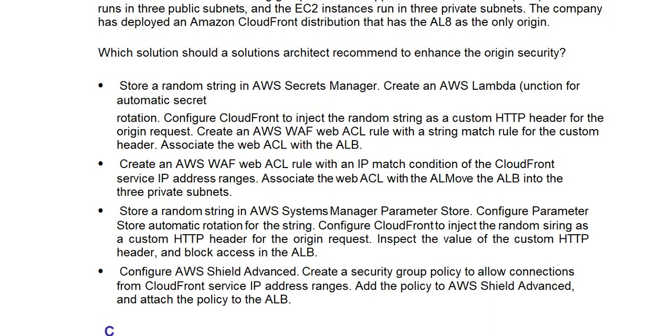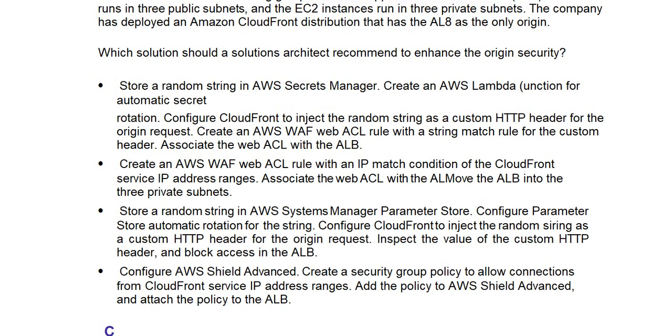Option B. Create an AWS WAF ACL rule with an IP match condition of the CloudFront service IP address ranges. Associate the WAF ACL with the ALB. Move the ALB into three private subnets.